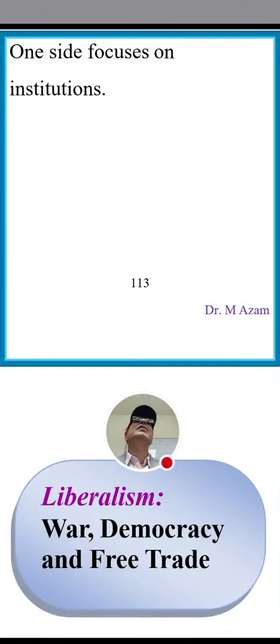Telling the truth is an institution. Helping others is an institution. Charity is an institution. So cooperative behaviors, cooperative actions, the peaceful traditions, they are all institutions. So one side of the democratic theory of peace focuses on institutions.